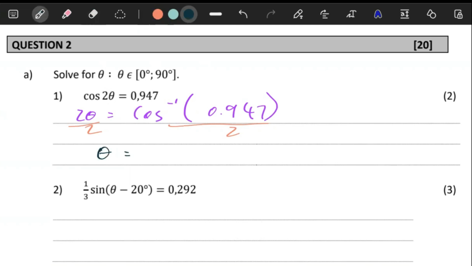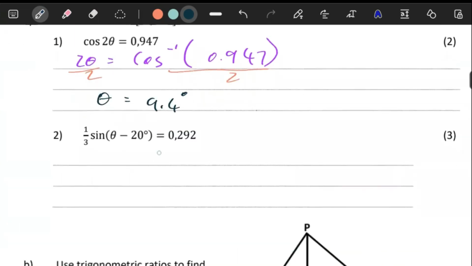Our value of theta, if you're going to round it off to 1 decimal place, is giving you 9.4 degrees. Perfect. Next says we need to solve this.